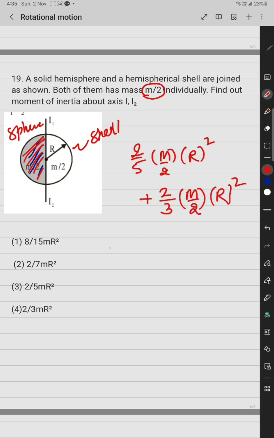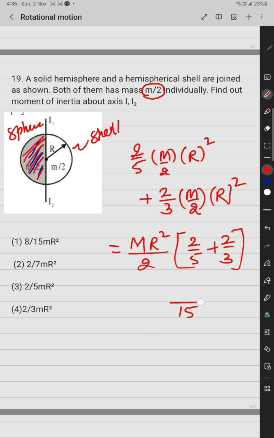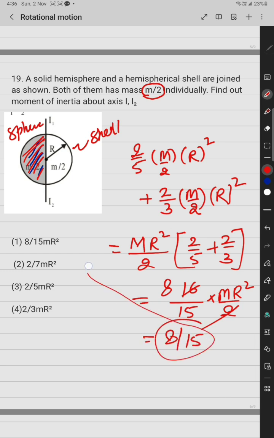So the total is m by 2 r squared times (2/5 plus 2/3), which is 6 and 10, 16 over 15, multiplied by m r squared by 2, and the total moment of inertia is 8/15 m r squared. So the correct option is the first one.